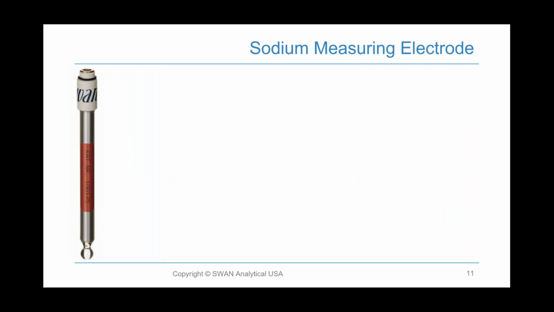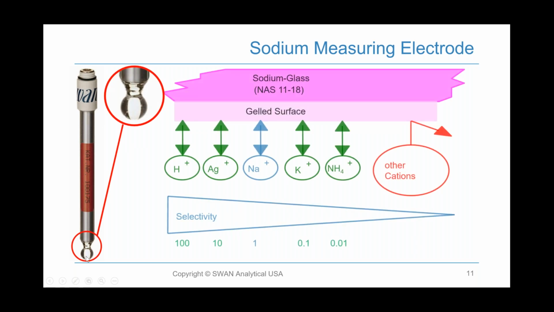Let's talk a few moments about sodium electrodes. What you see in this picture is our sodium electrode, and it has a special glass membrane that rejects the introduction of most ions. However, as you see in this graphic to the right, ions such as hydrogen, silver, of course sodium, potassium, ammonia can penetrate this glass membrane.